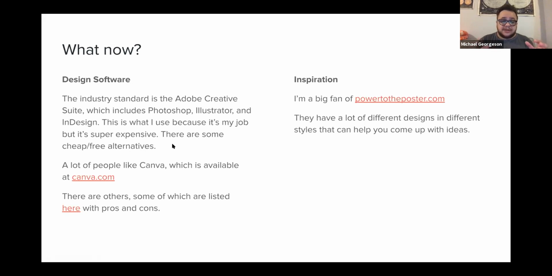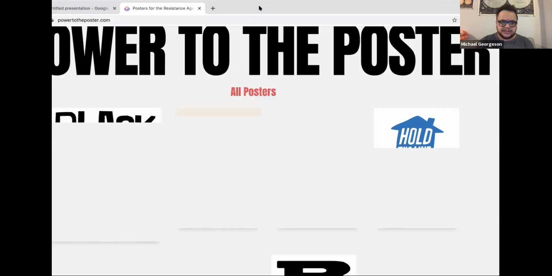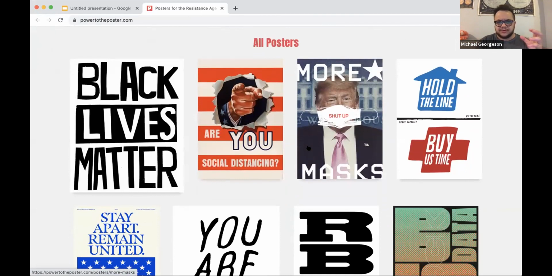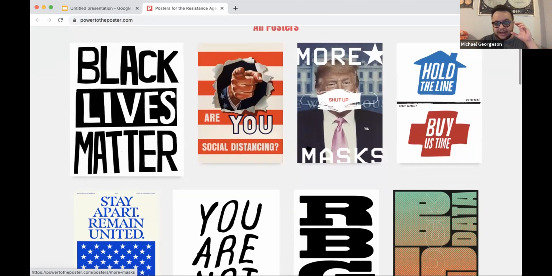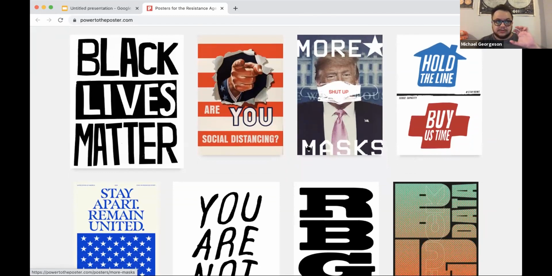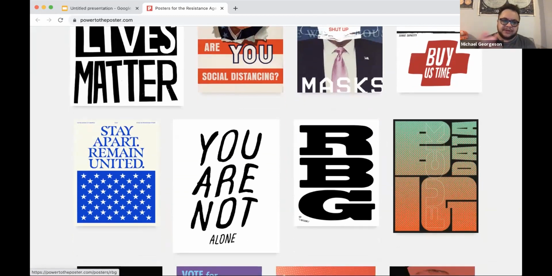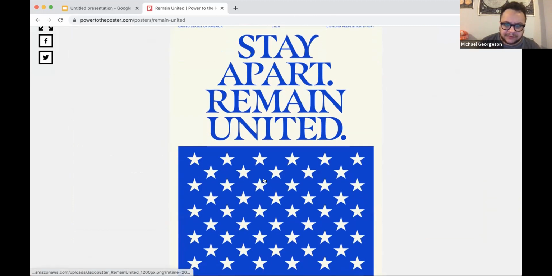As far as getting inspiration, I'm a big fan of this website, powertotheposter.com. They have a lot of different designs and styles that can help you come up with impactful imagery and just good ideas. You can go over there and take a look at some of them. These are more for bringing to a protest and not necessarily advertising a single candidate. It's more conceptual, but stuff like this helps me see a lot of different ideas for catching people's eyes. I really like this one a lot for social distancing.